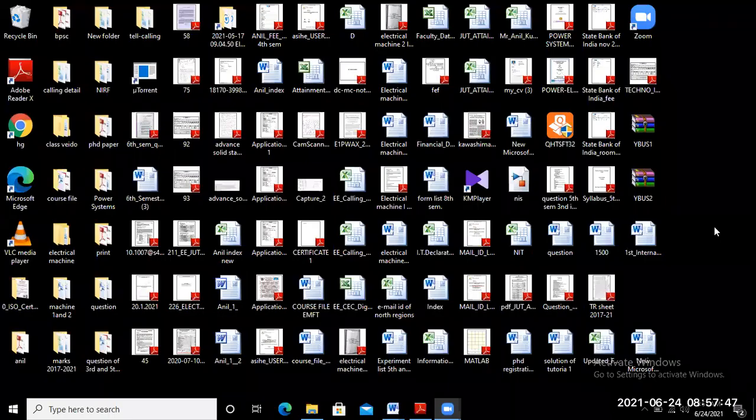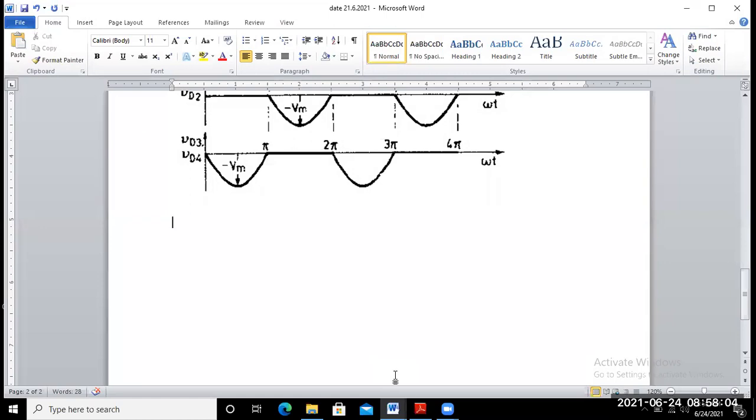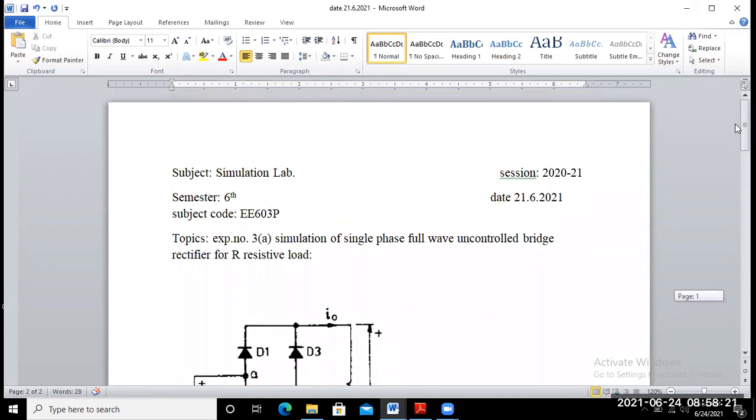So today we are going to discuss the single phase full wave uncontrolled rectifier, or diode rectifier. You may say diode rectifier. Okay. Uncontrolled, that means we use diodes, so we cannot control the output voltage. That's why it is known as the uncontrolled rectifier.